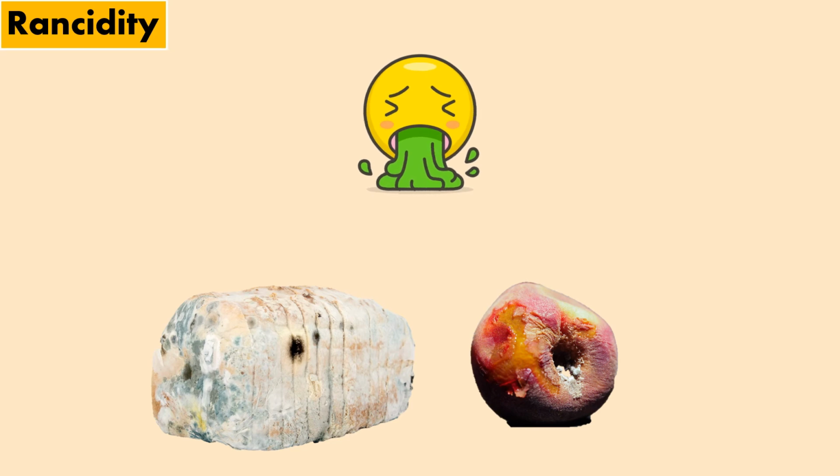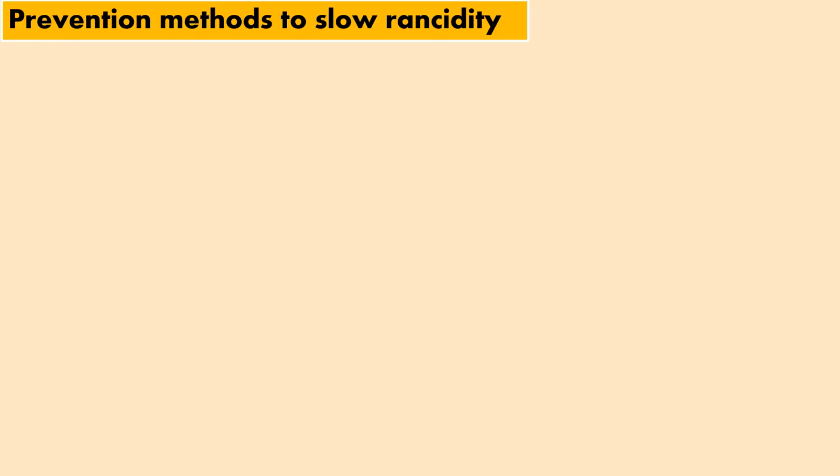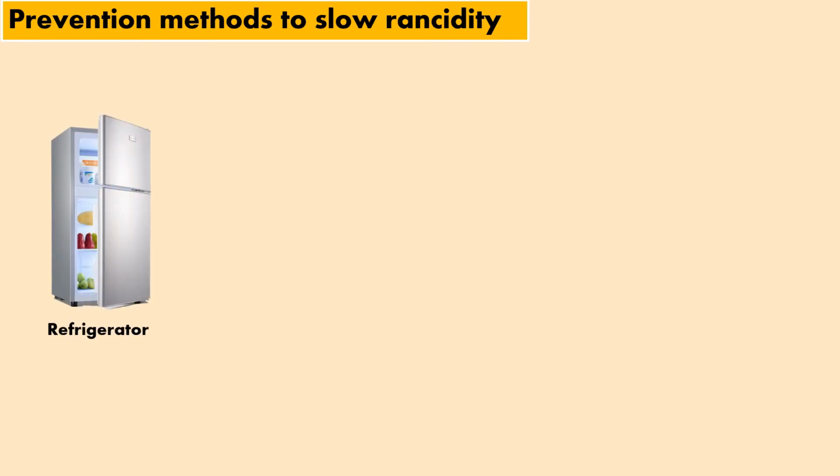There are many ways to prevent rancidity. The first way is refrigeration. When we keep the food in the refrigerator, because of low temperature, oxidation is very less, so the food can be prevented from being rancid for a long time.